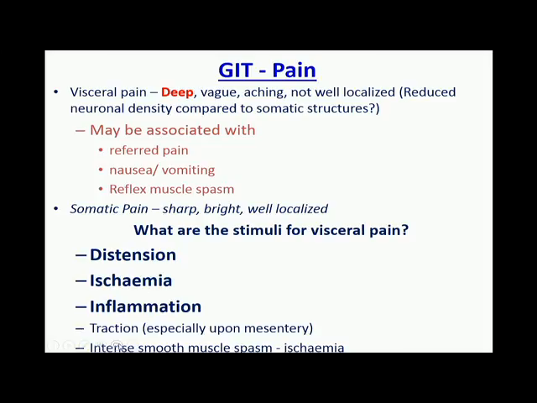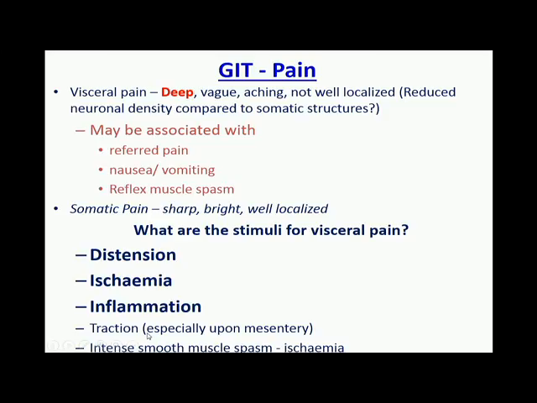Other than these three, traction on the mesentery causes pain. Now this can be demonstrated if someone undergoes surgery for a hernia under local anesthesia. Sometimes we do that surgery under local anesthesia. If it is an open surgery, when you pull the bowel loop in the hernia sac, that causes pain. So traction can cause pain.